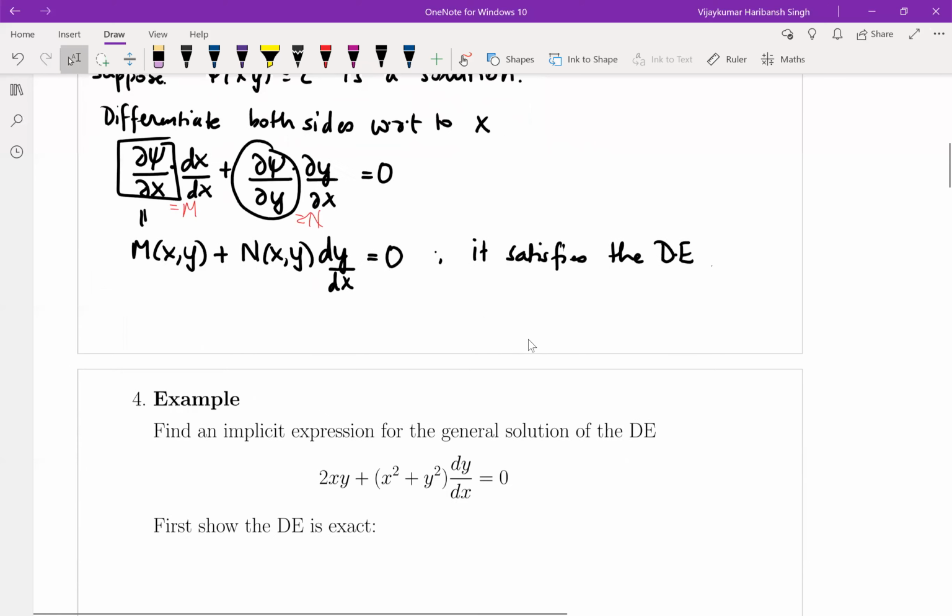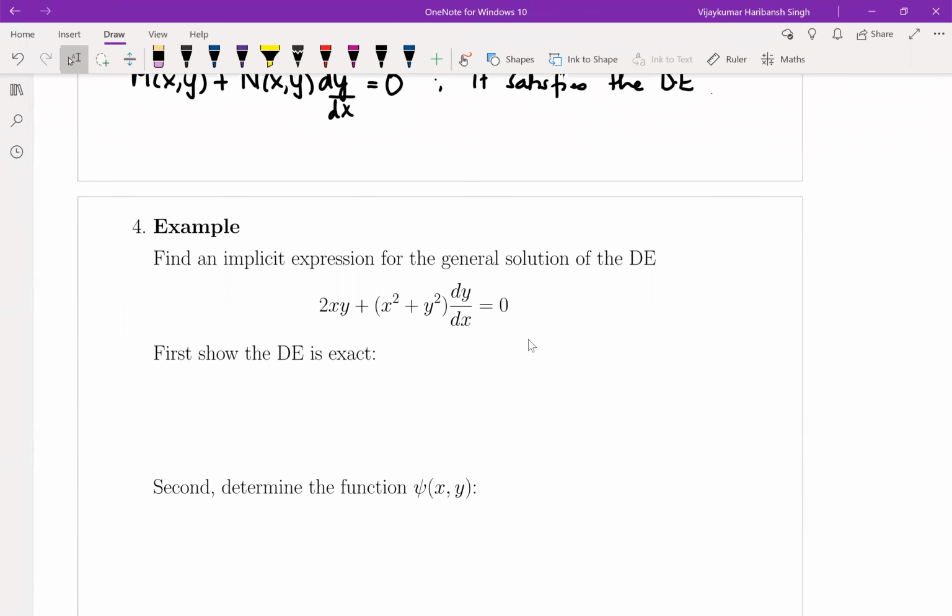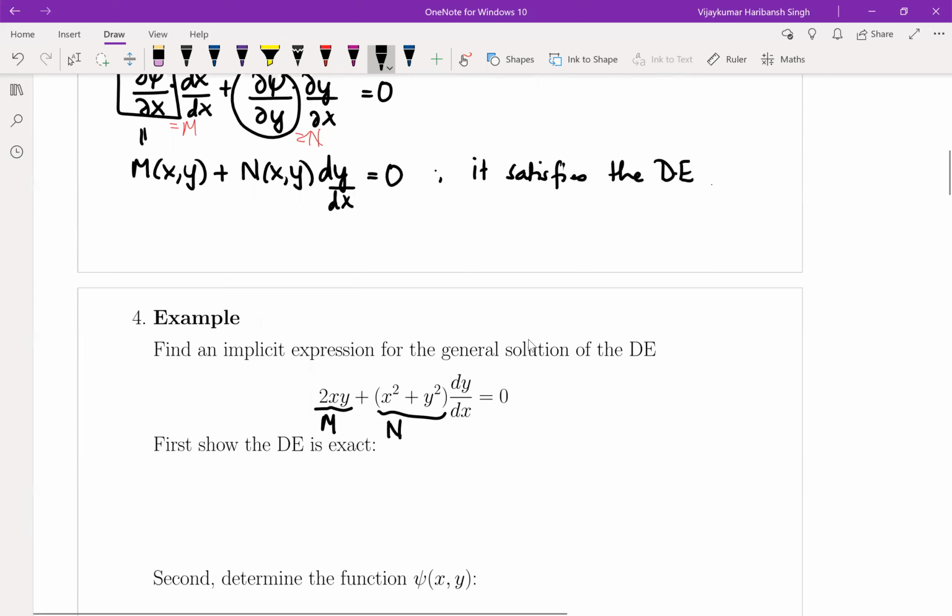Now, let's look at the following problem. Find an implicit expression for a general solution of the differential equation 2xy plus (x squared plus y squared) dy by dx equals 0. So first, we show that this differential equation is exact. Let's call this M and let's call this N according to the convention.